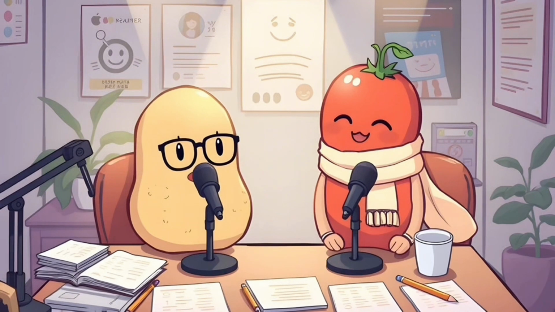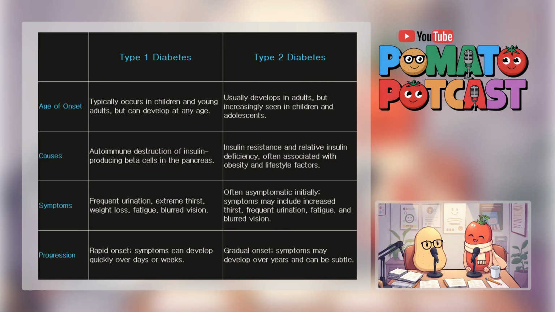Definitely. And something that you pointed out before we even hit record here, understanding the different types of diabetes is really key, because it's not just one thing. Exactly. We've got type 1, type 2, and they're pretty different. Type 1 is often diagnosed in childhood or adolescence. And it's an autoimmune condition where the body actually attacks the insulin-producing cells in the pancreas.